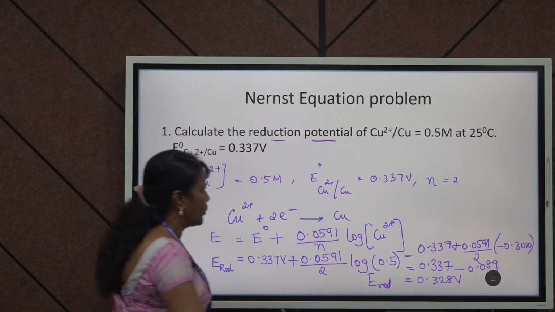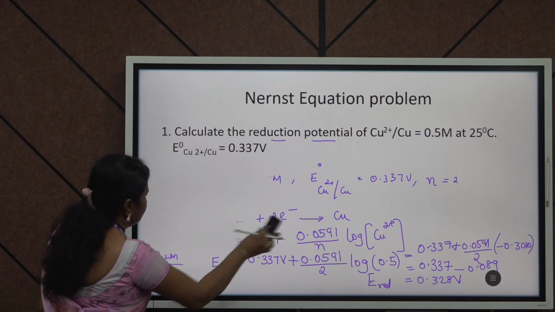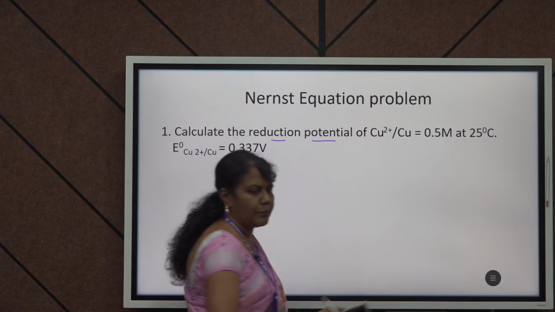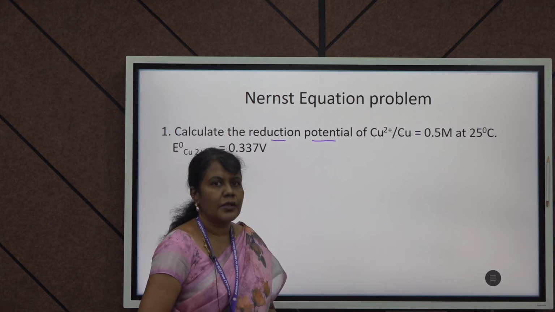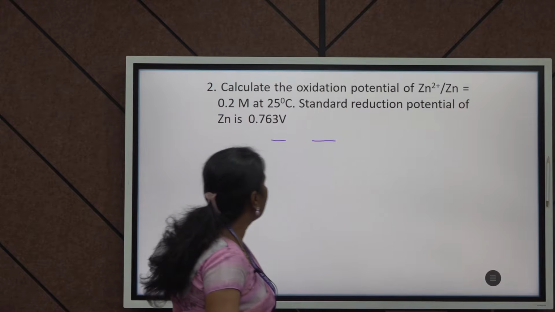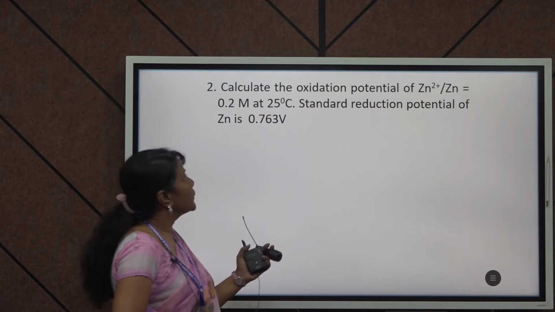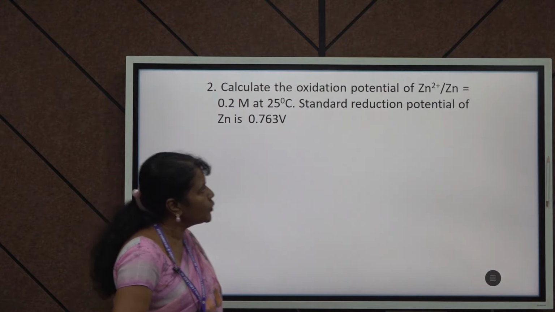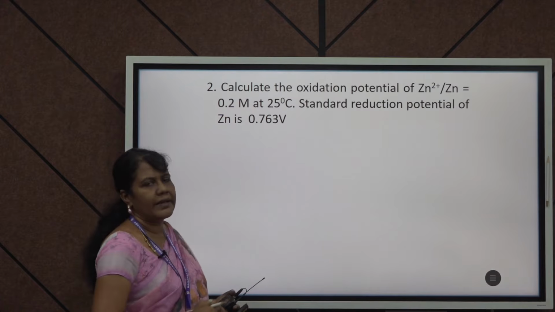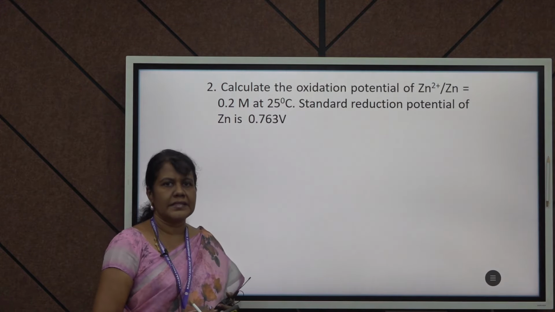Okay, now coming to the second problem. If it is reduction potential, we will be using a positive sign, and if it is oxidation potential, a negative sign will be used. So next, the second problem. Now we will see a problem used to find the oxidation potential of zinc. Calculate the oxidation potential of Zn2+/Zn. The concentration is given as 0.2 at 25 degrees C. The standard reduction potential of zinc is 0.763 volt.